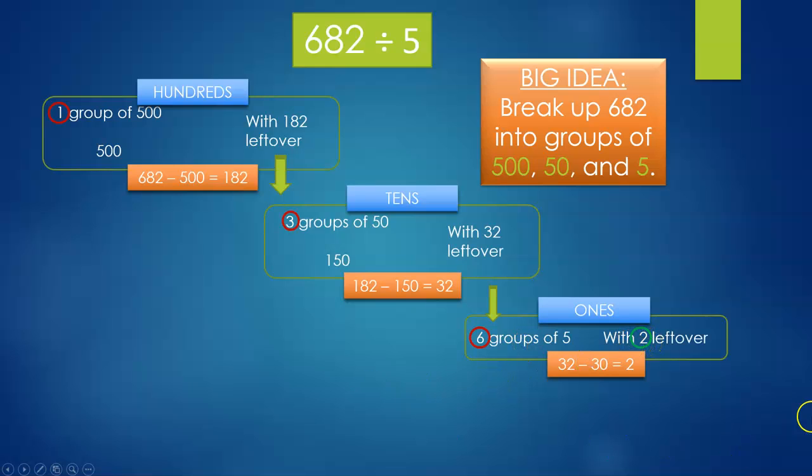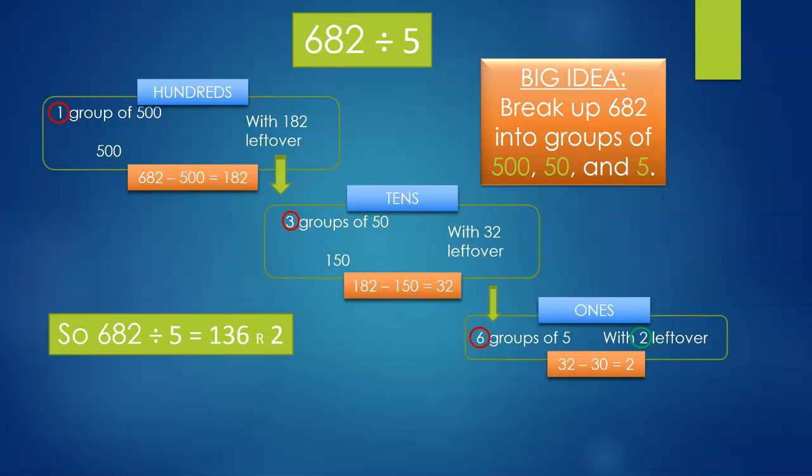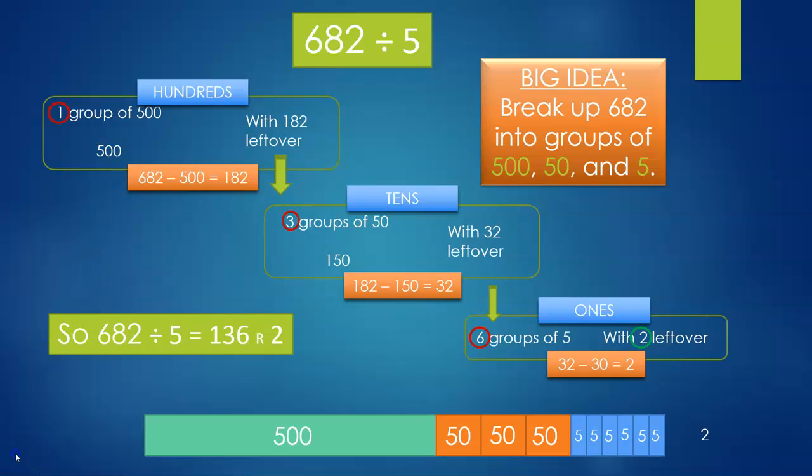So this is, in one screen here, at a glance what exactly we're doing when we break 682 down into groups that are divisible by 5. But let me show you with a picture exactly what's going on here. So we have our whole entire number 682 broken into rectangles, and each one of these is several groups of 5. So you break off the biggest possible chunks that you can do at a time.